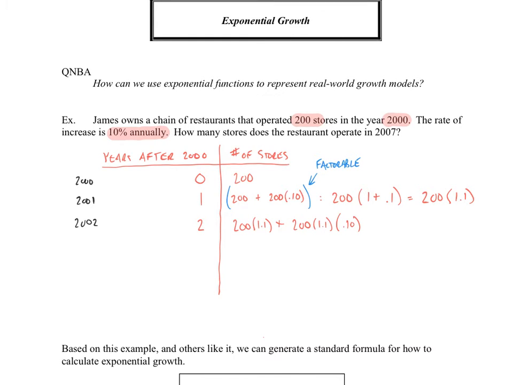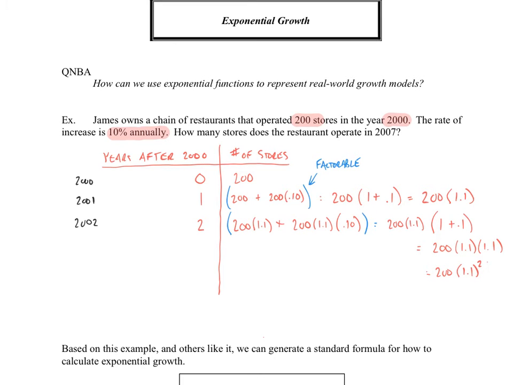And we can do the same thing we did in that last year to this year. We can factor it. And when we factor this piece, we're going to pull out a 200 times 1.1 from both this term and this term. And what we are left with is a 1 plus 0.1. So that ends up equaling 200 times 1.1 times 1.1. Or another way to write that would be 200 times 1.1 squared. And that's where the connection starts to emerge.